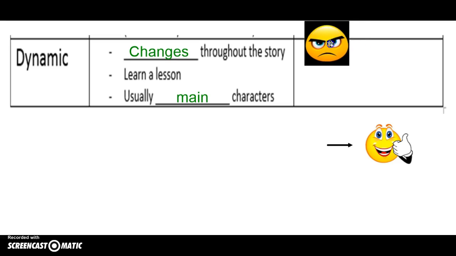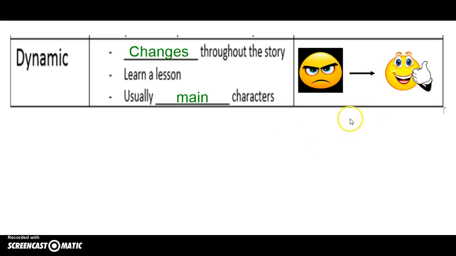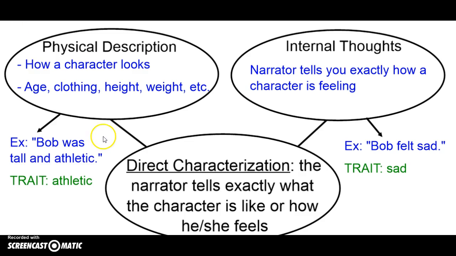For our picture, let's say I have a character who's angry and mean and rude, but then at the end of the story, they become joyful and optimistic and positive. Okay, they have a different outlook than they did in the beginning. That would be a dynamic character, a character who changes. We're also going to talk today about two types of characterization.